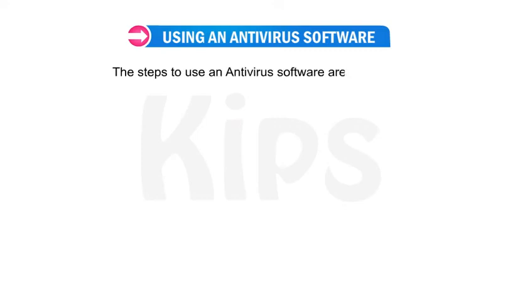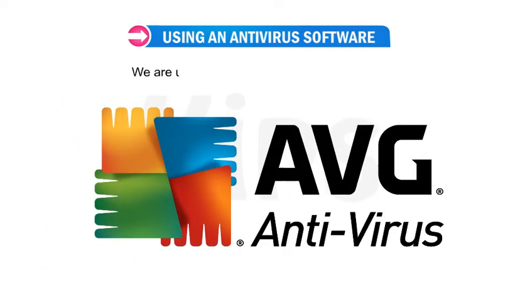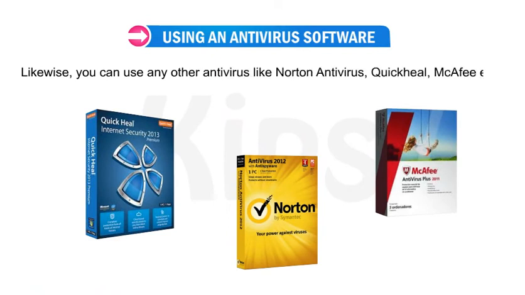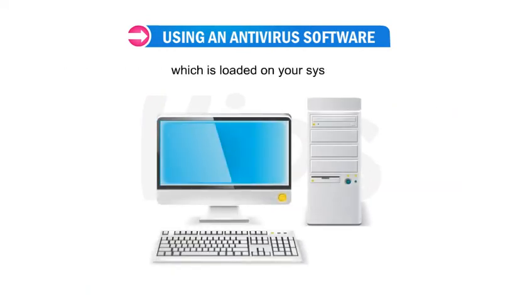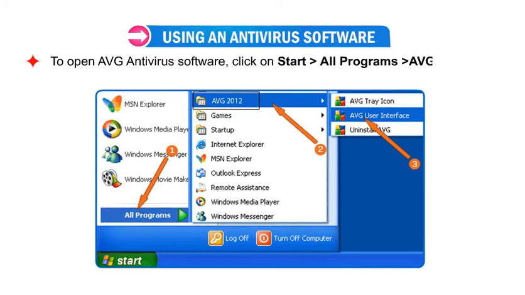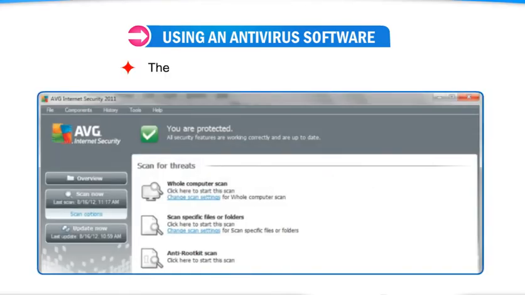Alright, now let us find out how to use antivirus software. The steps to use antivirus software are as follows. We are using the AVG antivirus software here. Likewise, you can use any other antivirus like Norton Antivirus, Quick Heal, McAfee, etc., which is loaded on your system. To open AVG antivirus software, click on Start, then go to All Programs, then go to AVG 2012, AVG User Interface. The AVG Internet Security window appears.